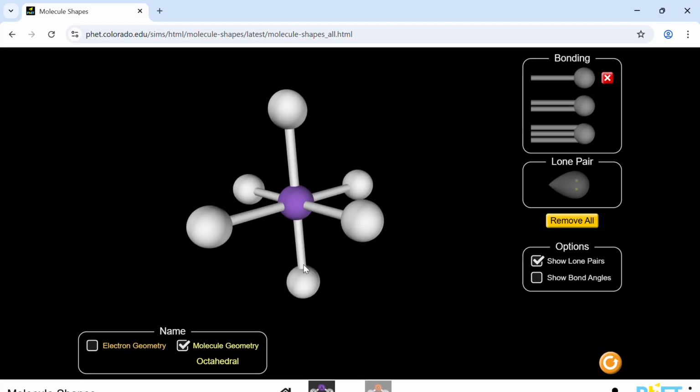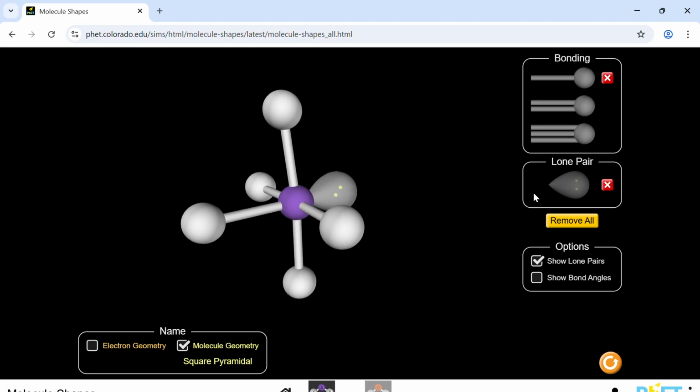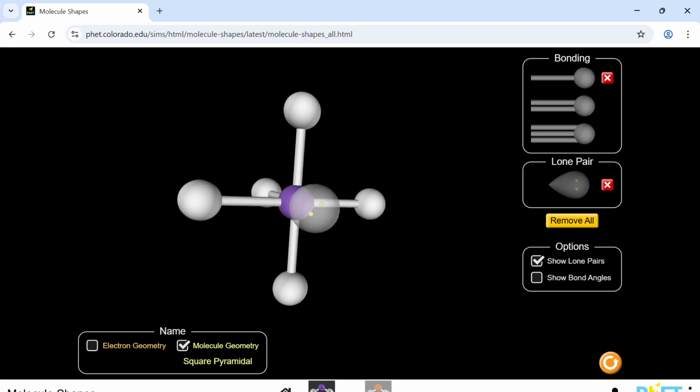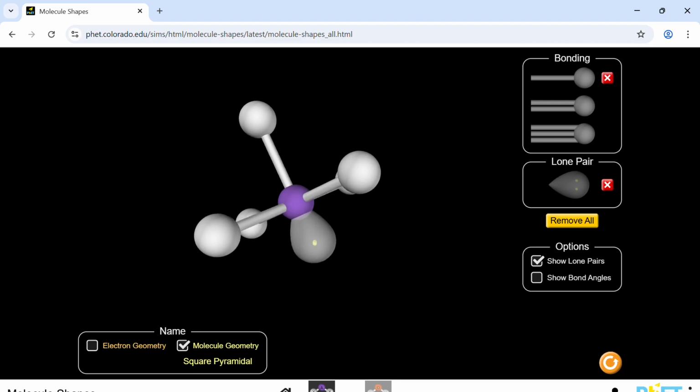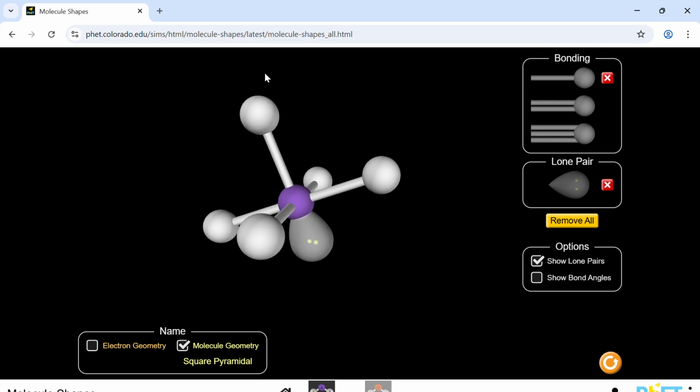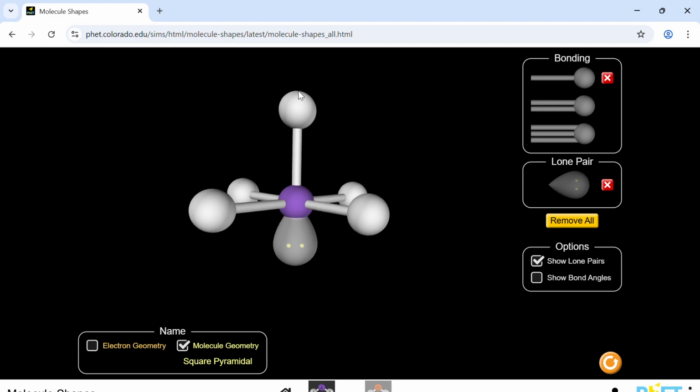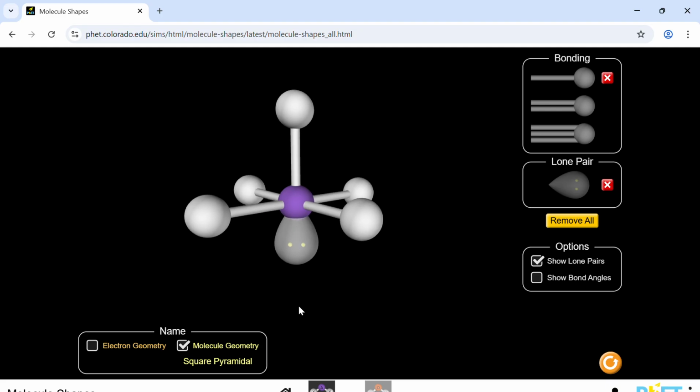And we can illustrate that here. So it's very similar to the octahedral, but the bottom atom, the bottom covalent bond, is replaced by a lone pair of electrons.